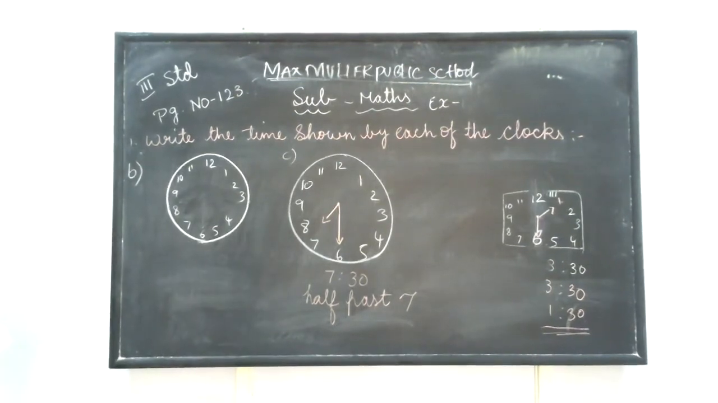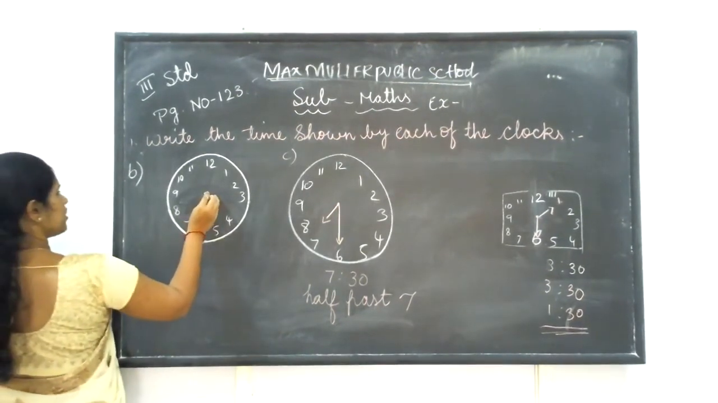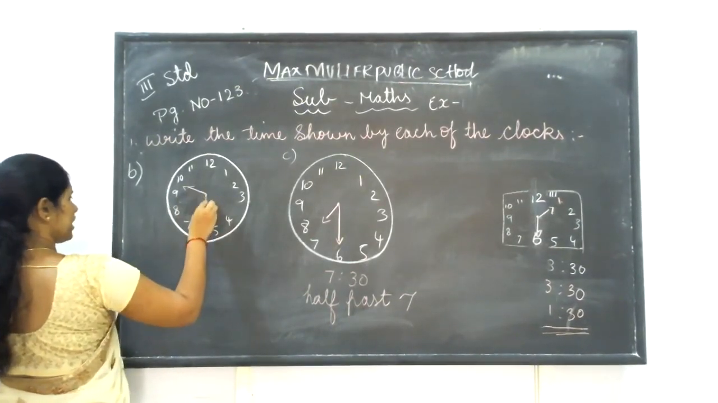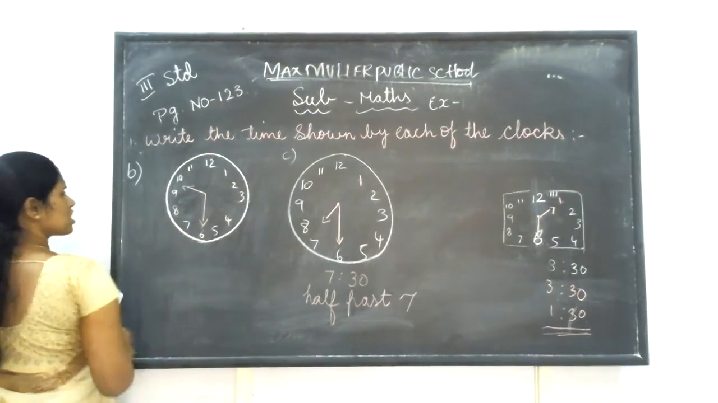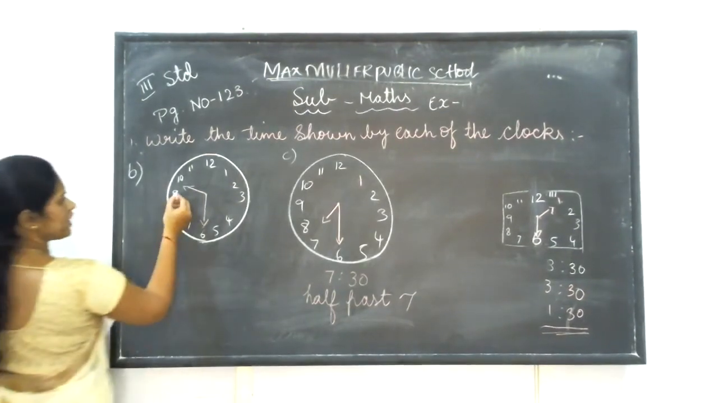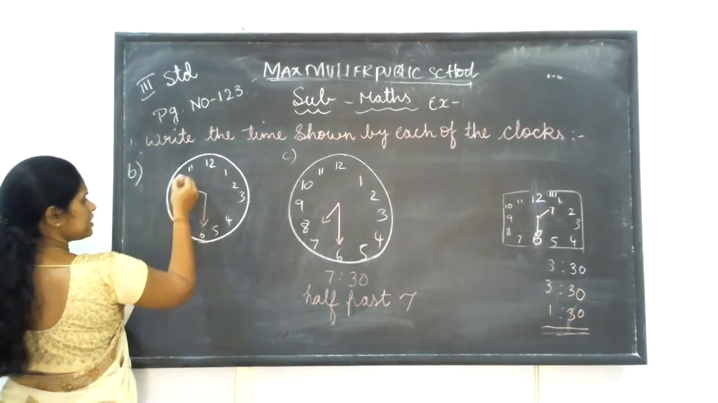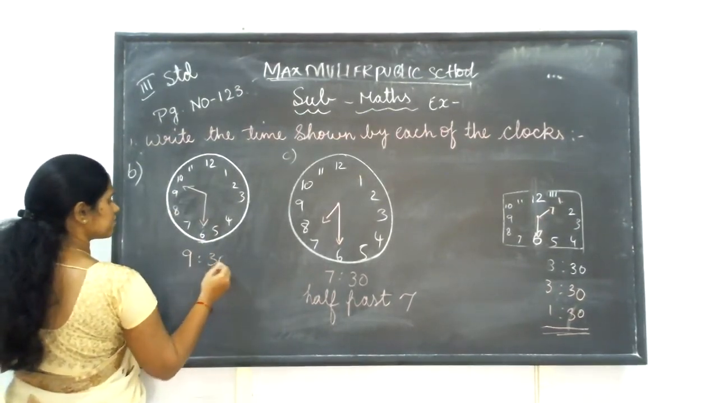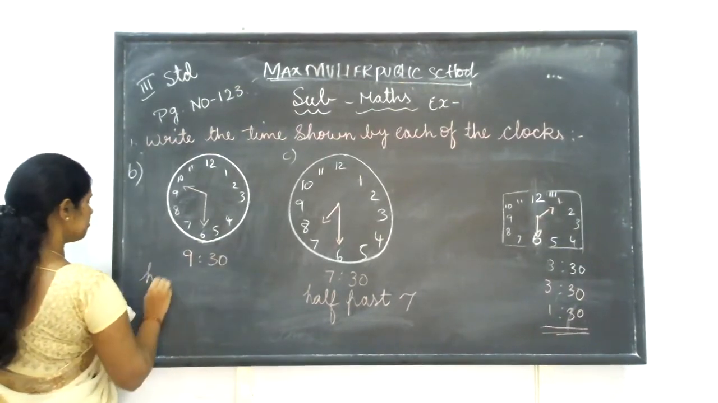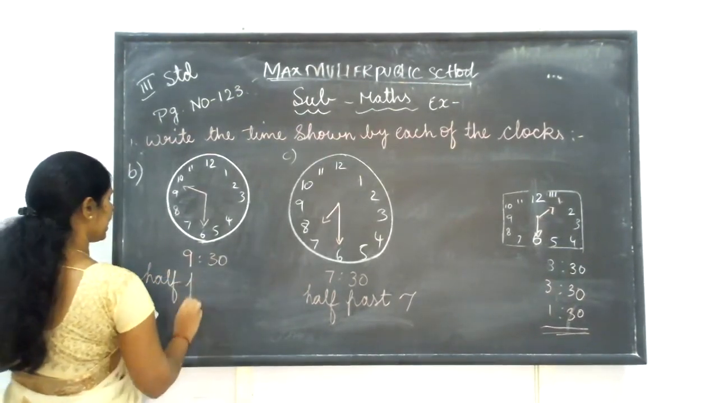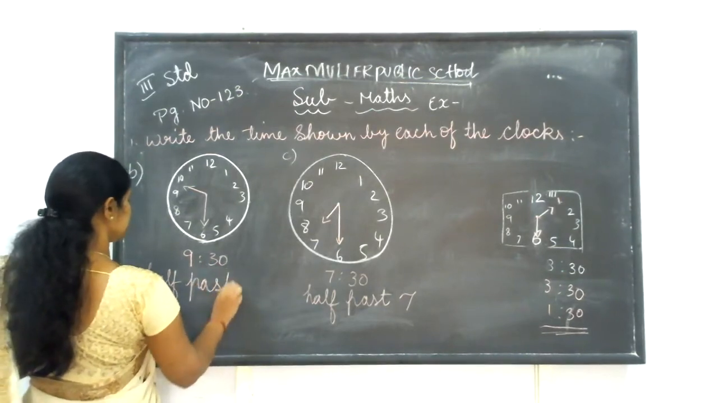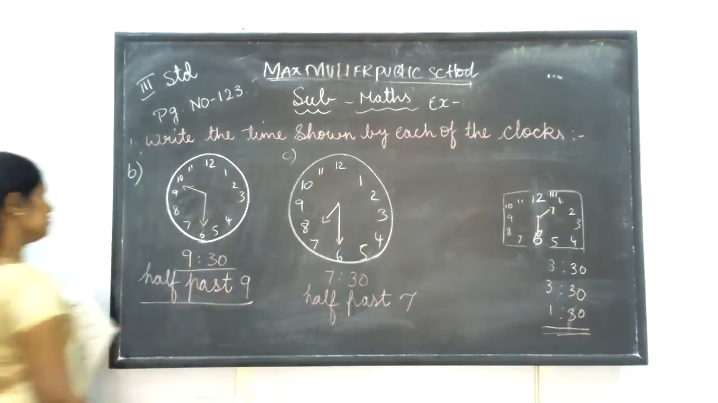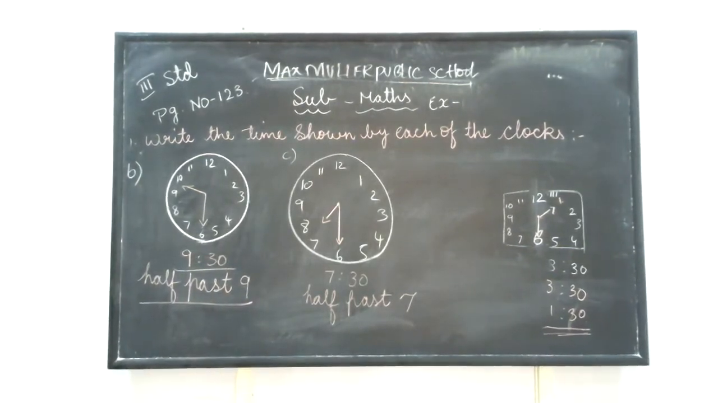Next, the short hand is indicating 9, and the long hand is indicating 6. So what is the time? Between 9 and 10. So what is the time there? 9:30. Half past 9. Half past 9. Write down.